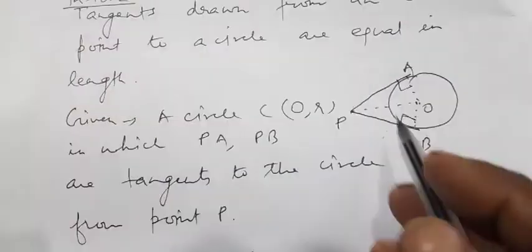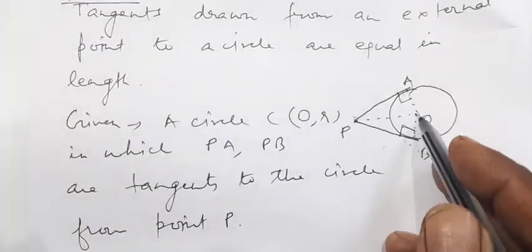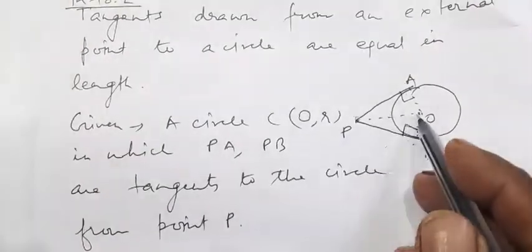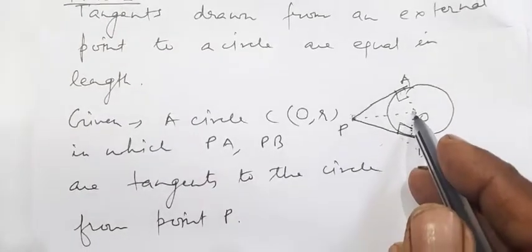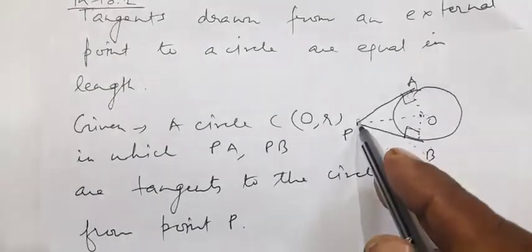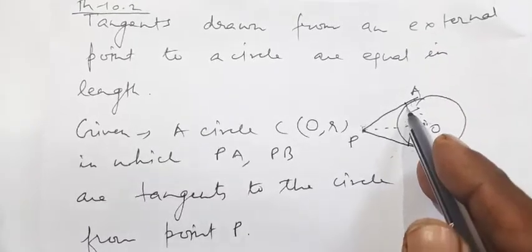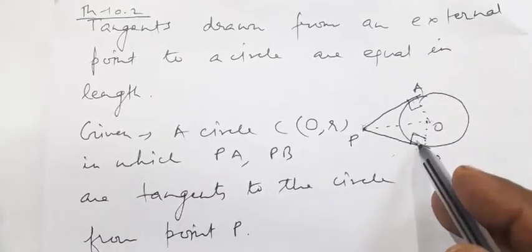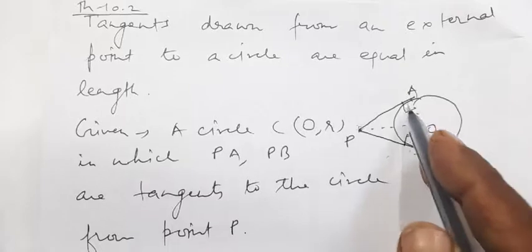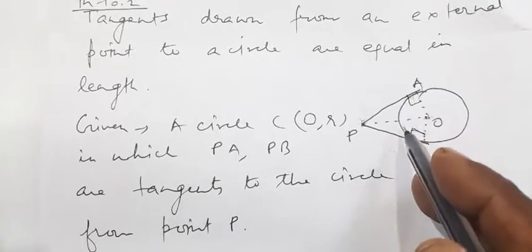If we consider triangle POA and triangle POB, we see that OP or PO will be considered the hypotenuse in this right angle triangle. So we have a common hypotenuse. This angle is a right angle, equal to each other in the two different triangles. And then OA and OB are equal to each other because they are radii of the circle. All radii of a circle are equal to each other.